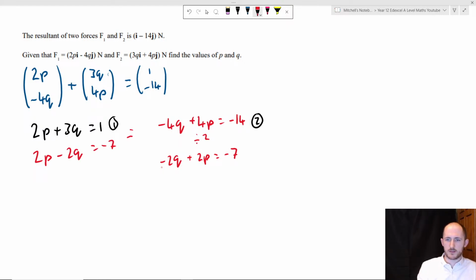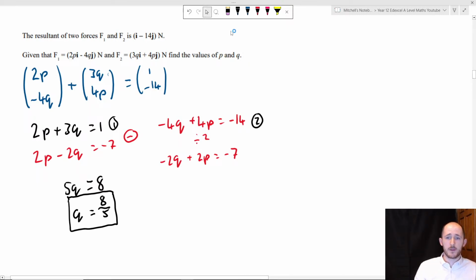So we could just subtract the two equations. 2p minus 2p is 0. 3q minus minus 2q is 5q. 1 minus minus 7 is 8. So that means q is equal to 8 over 5. Okay, so that's one unknown found. And for the other one, we're just going to substitute this back into the original equation in order to figure out which one it is. Which equation would be easiest? I'm just going to substitute it into this one. Both are kind of bad options.